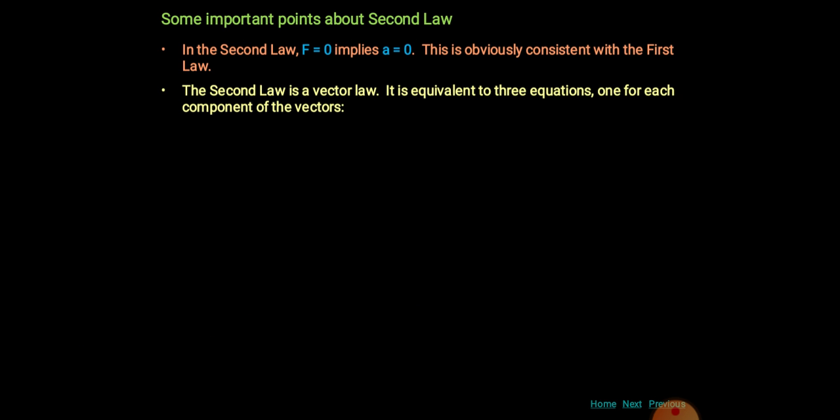Newton's second law is a vector law. It is equivalent to 3 equations, one for each component of the vectors. Means we have to discuss it for x, y and z. So Fx is equal to dpx upon dt. You already know, we have just proved F is equal to m into a, so we can write Fx is equal to m into ax. Same like that we can write for y: Fy is equal to dpy upon dt, that is m into ay. Same like that for z: Fz is equal to m into az. So these are all equations related to Newton's second law.